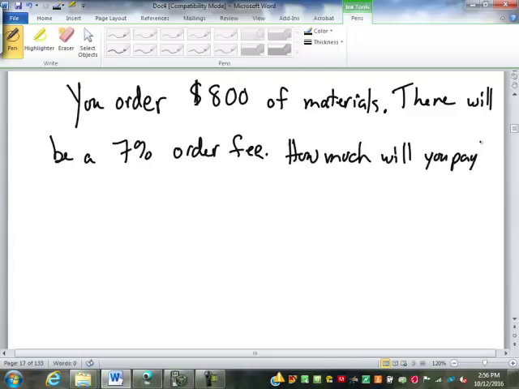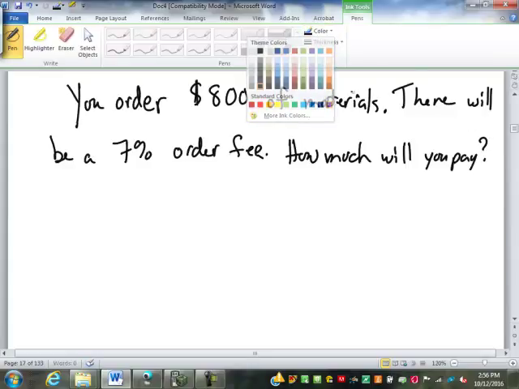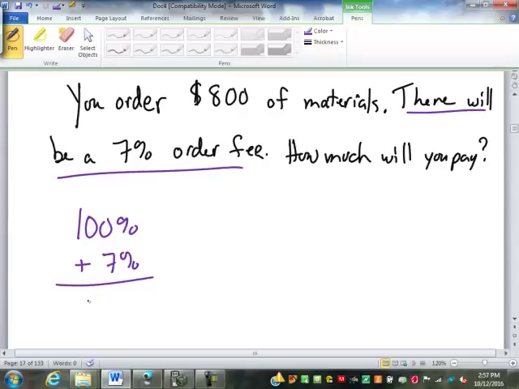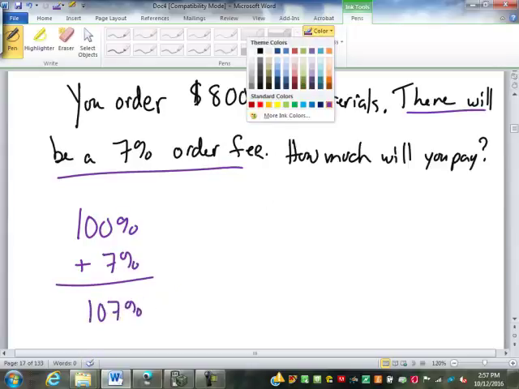Perfect. Great job. This one's straightforward. We have our 7%. This is going to be an additional fee. So we start with our $100 or 100%. We are adding a 7% additional fee to it. So the amount that we pay is 107%. This is an increase problem.